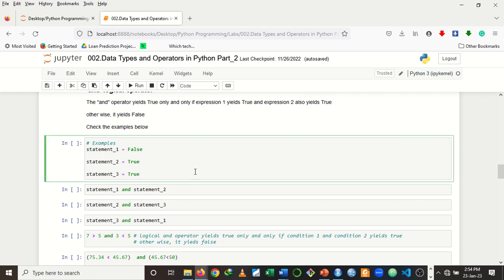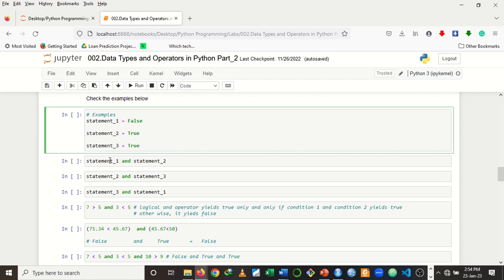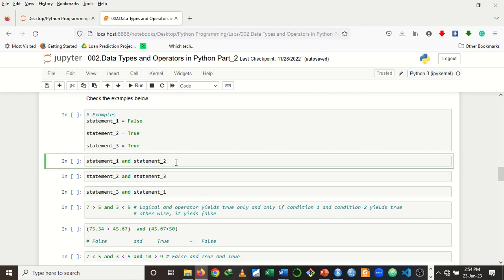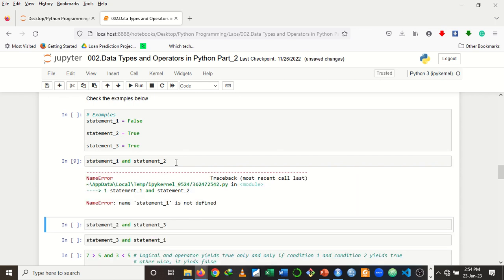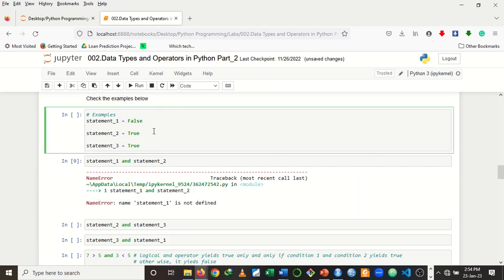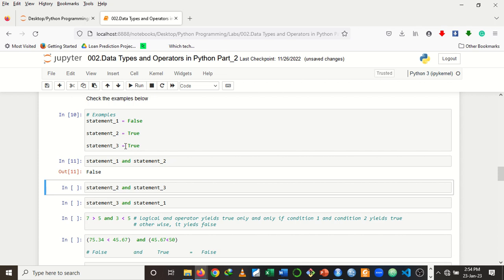Let's say we have 3 examples or 3 expressions. We can also call them statements, right? The first is false, the second is true, and the third is true. Let's combine the first statement, the second statement. The first statement, which is false, if you connect it to the second statement with the and logical operator, since the first is false and the second is true, the compound expression is going to be what? It's also going to be false. Let me run that again. All right, it's also going to be false.